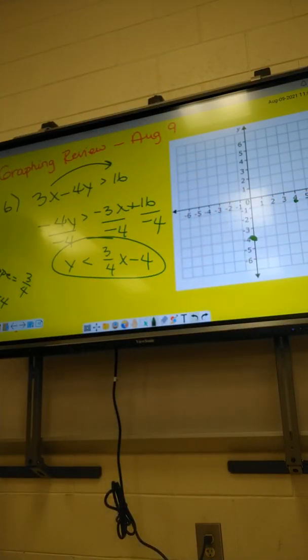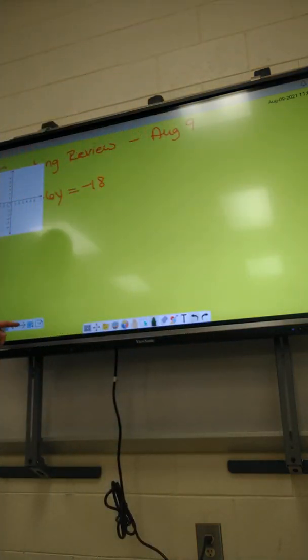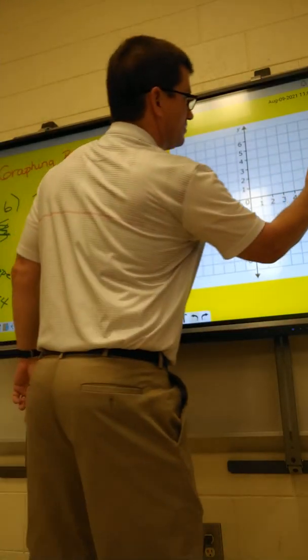All right, here's something that's new. If it's less than or equal to, the way I remember it, if it's got a solid line under it, then it's a solid line on the graph. This one is just less than, without the solid line under it, so it's a dotted line.